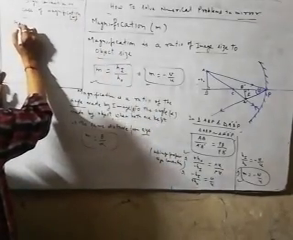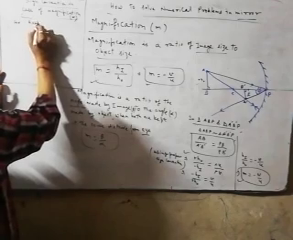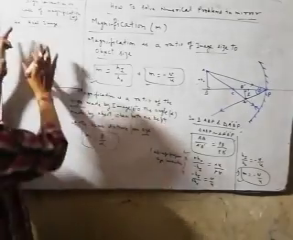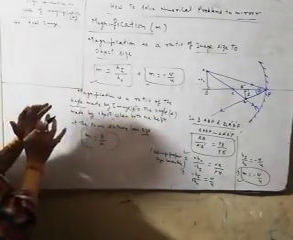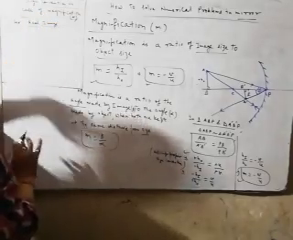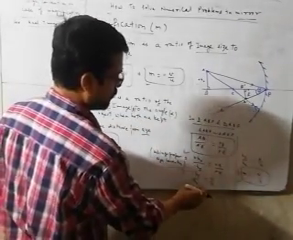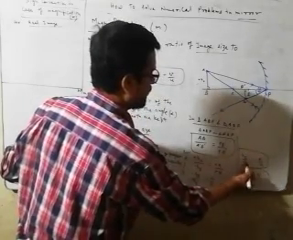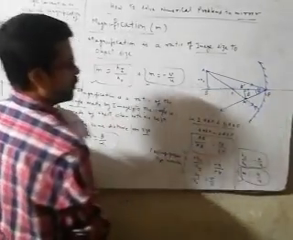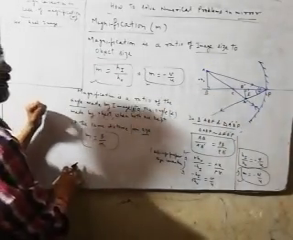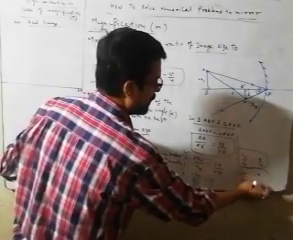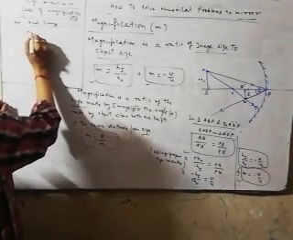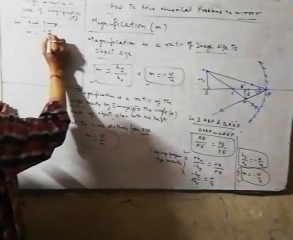For a real image, let us decide what the sign convention will be. So we are using our general formula, HI by HO is equal to minus V by U. Or we can use M equal to minus V by U. This formula also we can use. So M is equal to minus V by U.